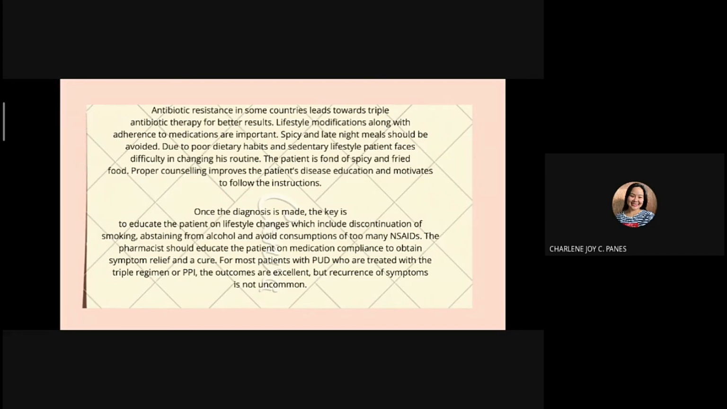Once the diagnosis is made, the key is to educate the patient on lifestyle changes, which include discontinuation of smoking, abstaining from alcohol, and avoiding consumption of too many non-steroidal anti-inflammatory drugs. The pharmacist should educate the patient on medication compliance to obtain symptom relief and a cure. For most patients with PUD who are treated with a triple regimen or PPI, outcomes are excellent, but recurrence of symptoms is not uncommon.